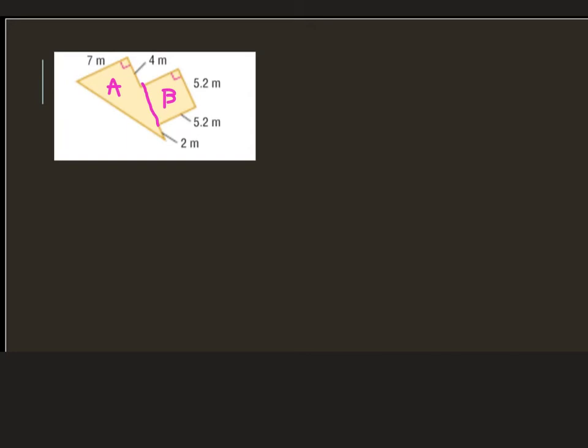Little part here, we have 4. And then this part here would be 5.2, only because we know the other side of shape B is 5.2. That makes that 5.2 as well. So to get the height, we have to add 4 plus 5.2 plus this little 2 meters in the corner, which will give us our total height of 11.2 for shape A.